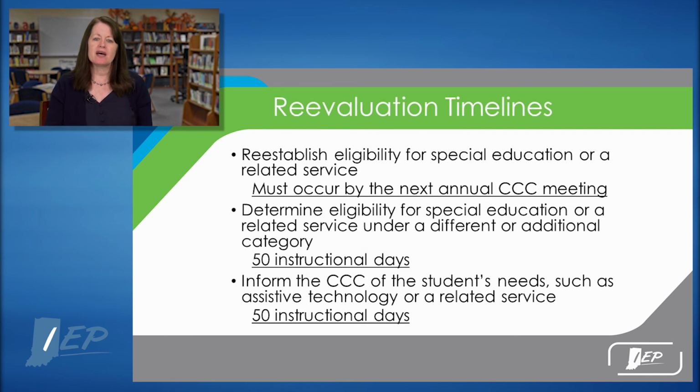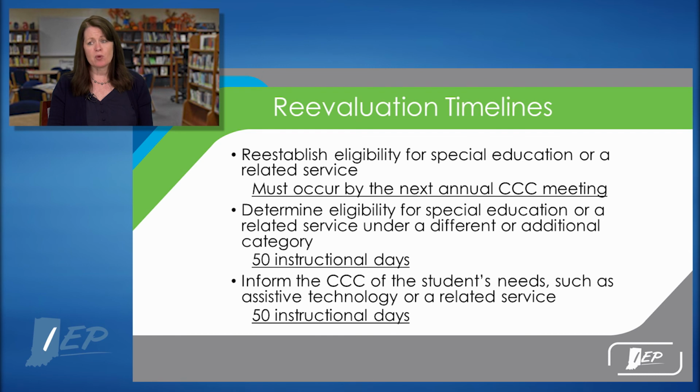Okay, now we're going to look at reevaluation timelines. So we've got 3 different potential categories for a reevaluation, and they do have different timelines. So if we're just wanting to either reestablish eligibility or a related service, that we need some updated information, we just want to make sure you still qualify, or maybe we think you don't qualify, in those cases, we have to have that evaluation completed by the next annual case conference meeting.